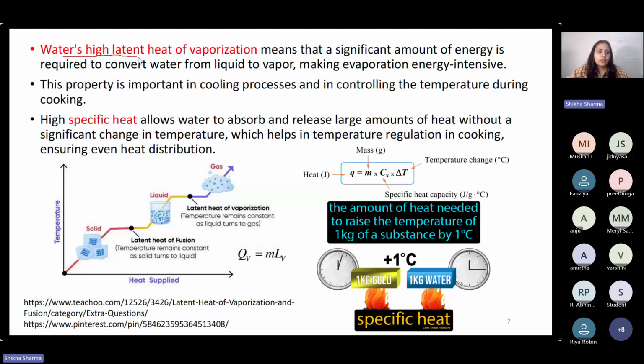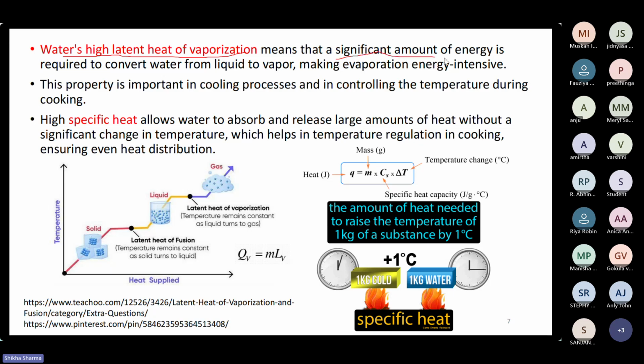Then water's high latent heat of vaporization means that a significant amount of energy is required to convert water from liquid to vapor, making evaporation an energy-intensive process. So the latent heat of vaporization of water means, when we are supplying heat, which is on the x-axis, how the state or the temperature of a particular material changes.